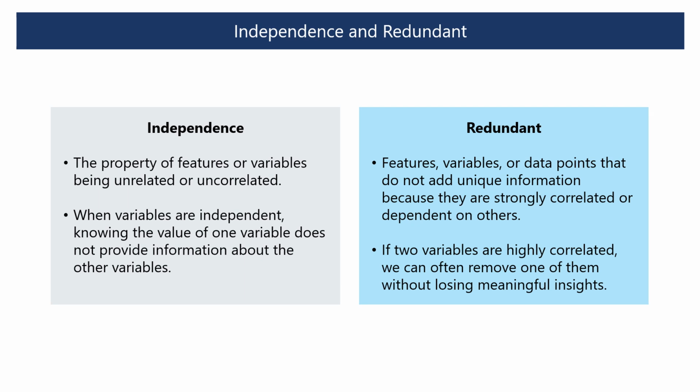On the other hand, redundant refers to features, variables, or data points that do not add unique information because they are strongly correlated or dependent on others. Redundancy can lead to inefficiencies in analysis and modeling. For example, if two variables are highly correlated, we can often remove one of them without losing meaningful insights.